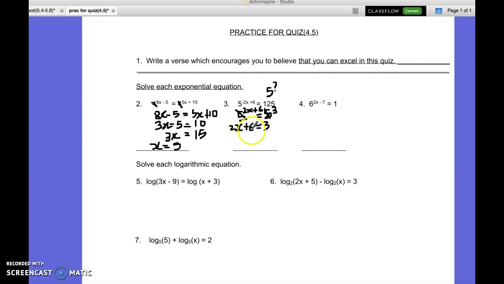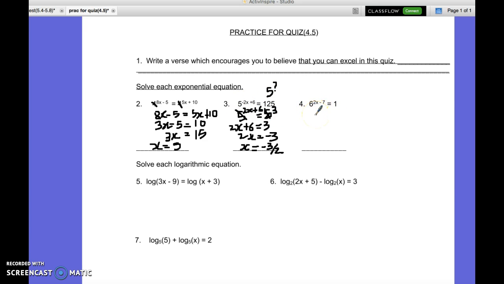2x plus 6 equals 3. I'm subtracting 6 from both sides. And when I do, I get 2x is equal to 3 minus 6, which is negative 3. When I divide both sides by the 2, I get x is equal to negative 3 divided by 2. Negative divided by a positive is a negative answer. Negative 3 over 2. Alright? So that's another type. A little bit different, a little bit more thinking here. You have to think how you can make the right hand side to have the same base as the left hand side. So it's 5 to the what equals 125.